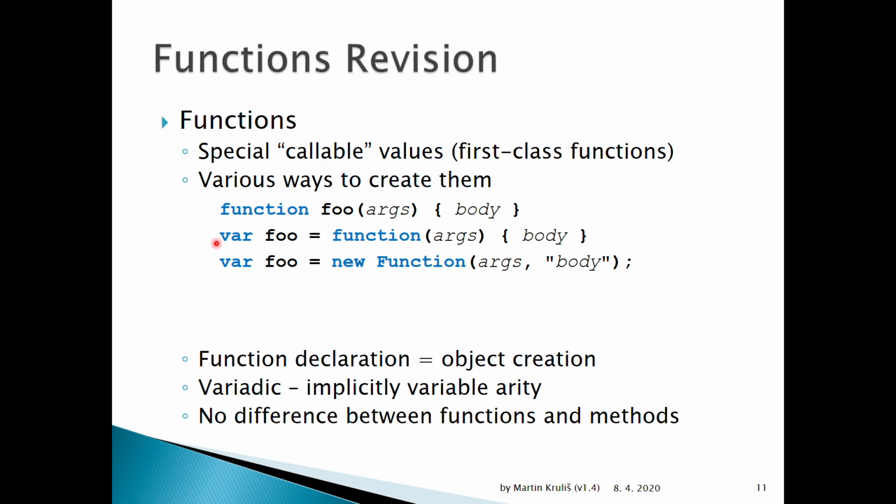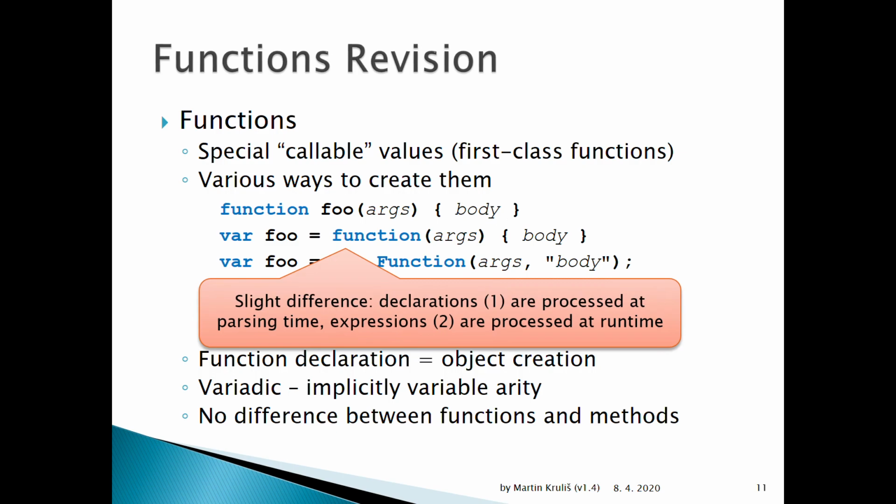The first two ways to create functions are almost identical. I said almost because there is one difference I would like to mention right now. The declarative approach, the first one, is slightly different, because these functions are processed at parsing time. So when you declare a function like this, the function is processed at parsing time, so it's visible in this context from its top. However, this function is created at runtime at the point where this assignment actually takes place. I will explain in more detail on the following slide.